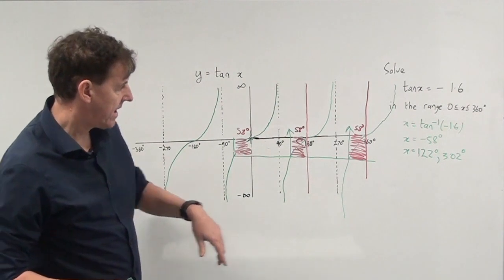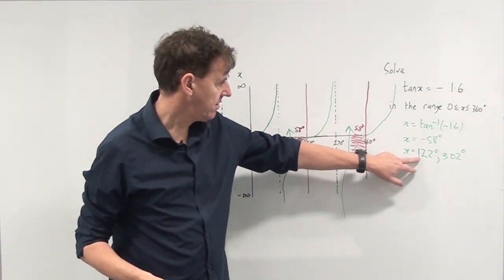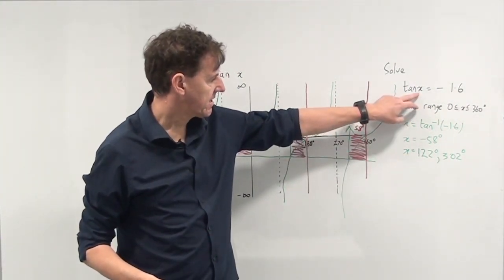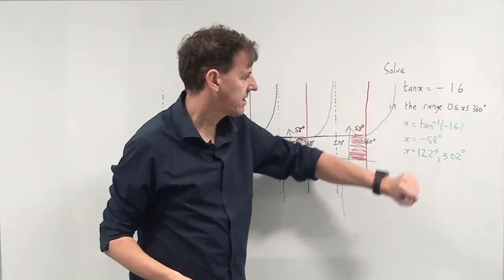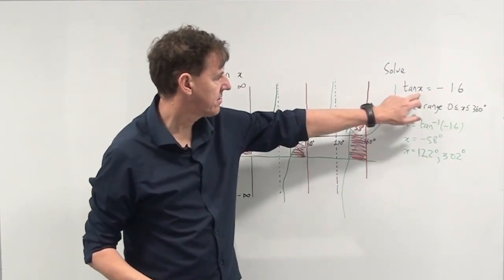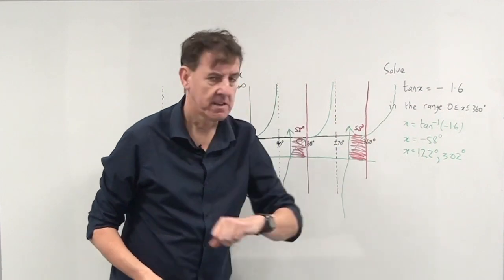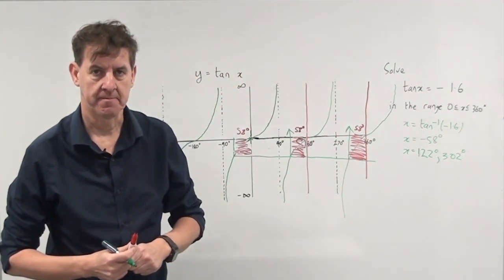How can I check I'm correct? Just put the 122 inside this expression here. We get tan of 122 makes negative 1.6. Tan of 302 degrees also makes negative 1.6.